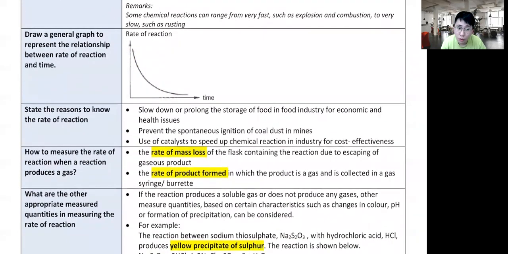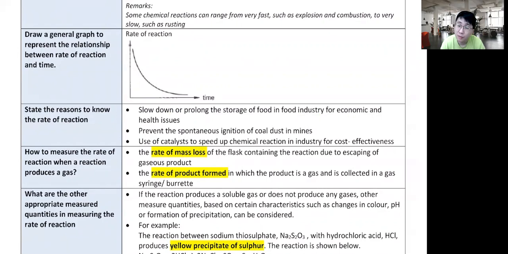So state the reason to know the reaction. Okay, so you see, slow down or prolong the storage of food in food industries for economy. So the reason why we're going to learn this topic is actually very useful in our daily life. Let's say for now, I know that food decay takes around days. Then I can actually try to do some changes to even slow down the food decay process, to keep the food last longer and stuff.